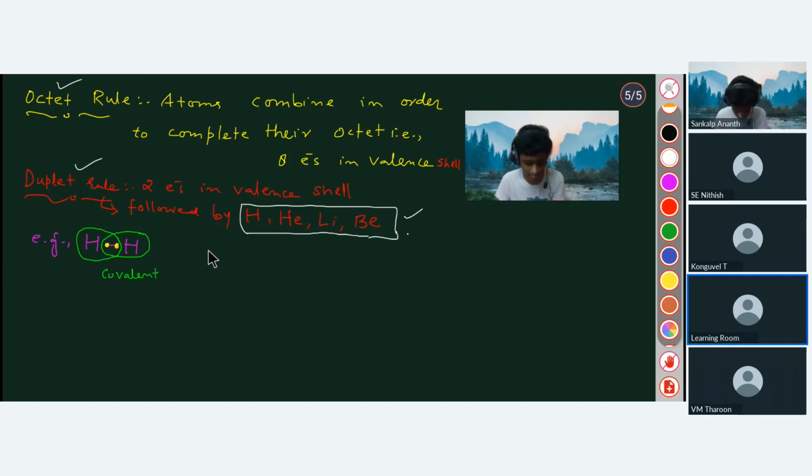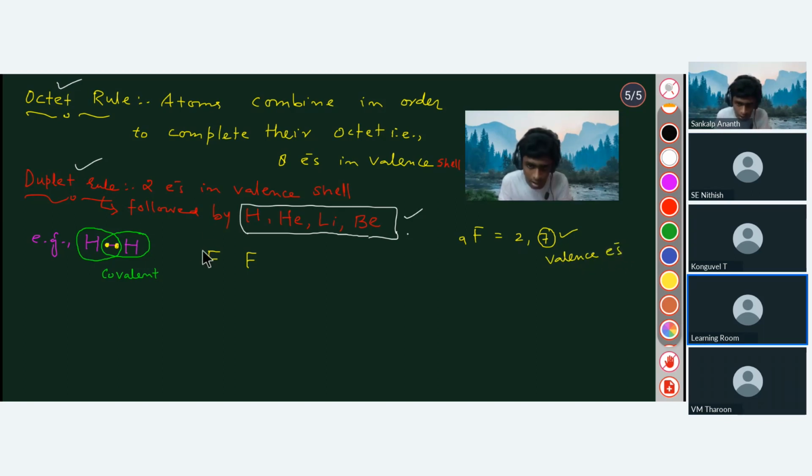Let me give you another example. If I take fluorine, can you tell me how many valence electrons are there in fluorine? Fluorine has atomic number 9, so its configuration is 2, 7. This is not a duplet rule. See here, fluorine has 7 valence electrons, correct?